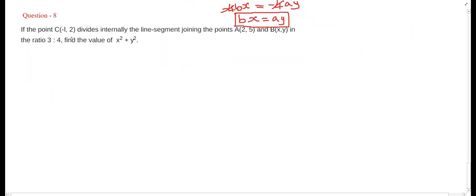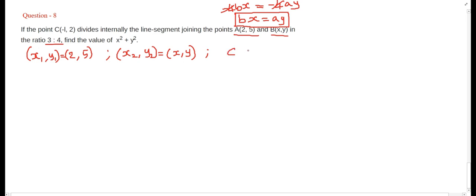Now question number 8. If the point C minus 1 comma 2 divides internally the line segment joining the points A of 2 comma 5 and B of x comma y in the ratio 3:4, find the value of x square plus y square. So x1 comma y1 is 2 comma 5, x2 y2 is x comma y, and the internal point C is minus 1 comma 2, m is to n is 3:4. Okay, so first we need to find the value of x and y.